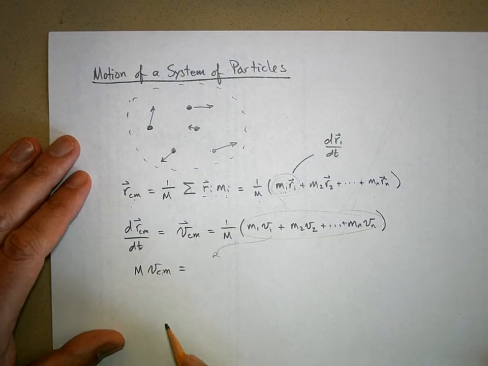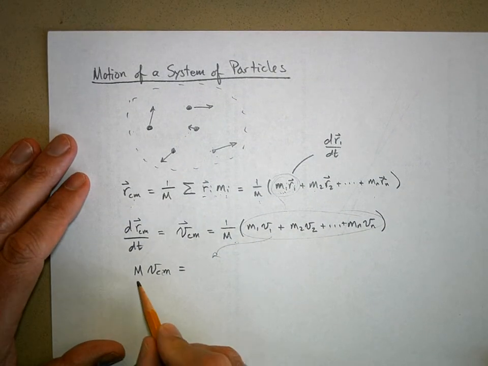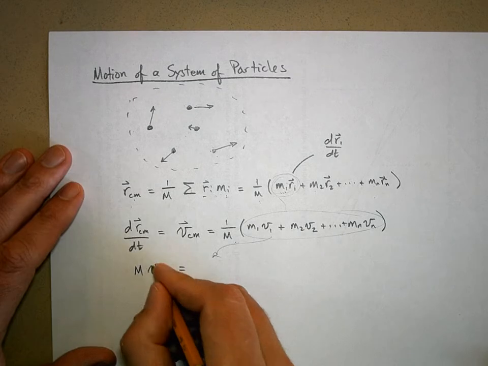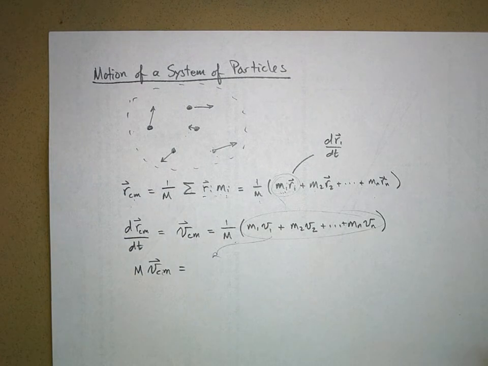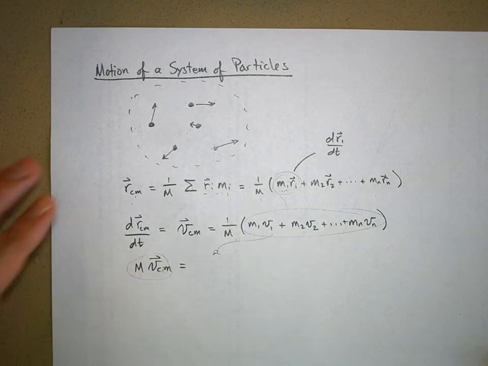Now, what is this? What is mass times velocity defined to be? I mean, we're in chapter 9. It's momentum. Now, this is really kind of cool. This represents the momentum of the center of mass.